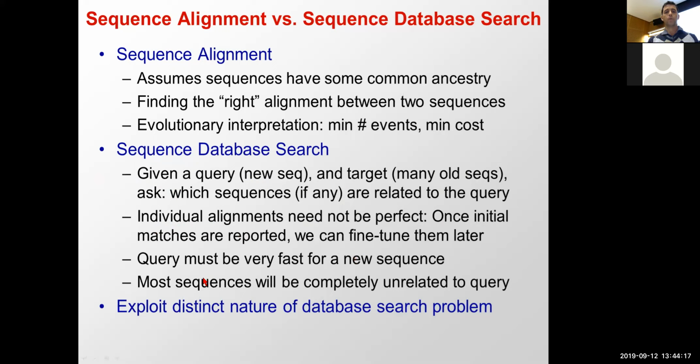So the query must be very fast for a new sequence, and most sequences will be completely unrelated to the query. So we can exploit that aspect of the problem to say, well, I don't want to align every one of them really well, and I know that most of these sequences will be matching. Maybe they'll have 2 or 3 mismatches. How can I do that really, really fast? So we can exploit the distinct nature of this database search problem to speed up the search dramatically.